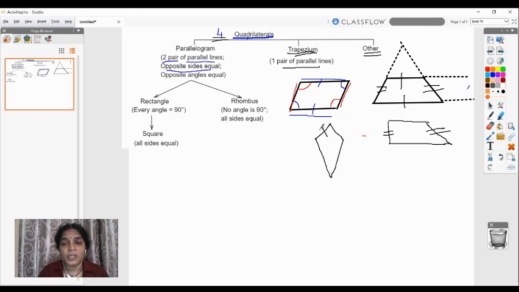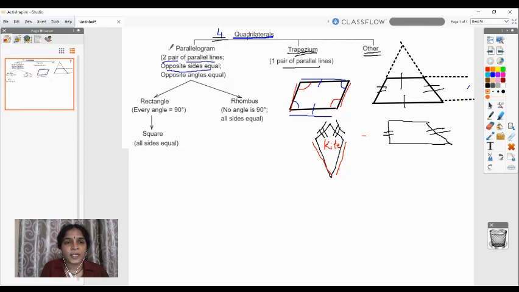The adjacent sides are equal. That means the top two lines which are adjacent, meaning next to each other, are equal in length. Similarly, the bottom, the longer lines, these two lines also are equal in length. This is called a kite.